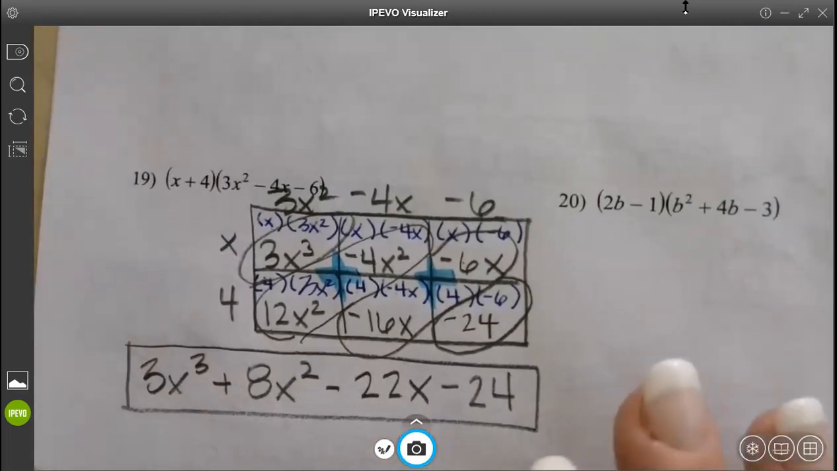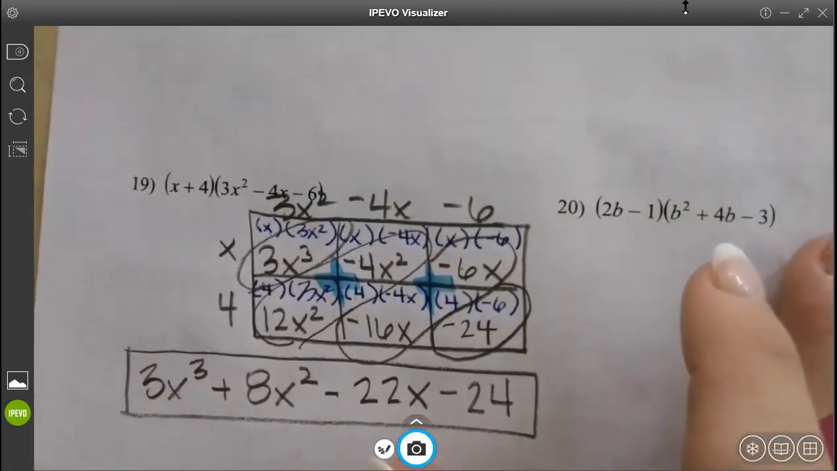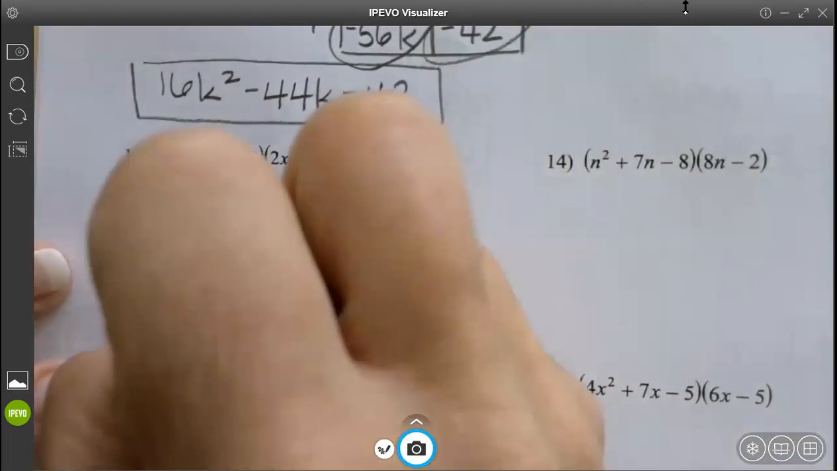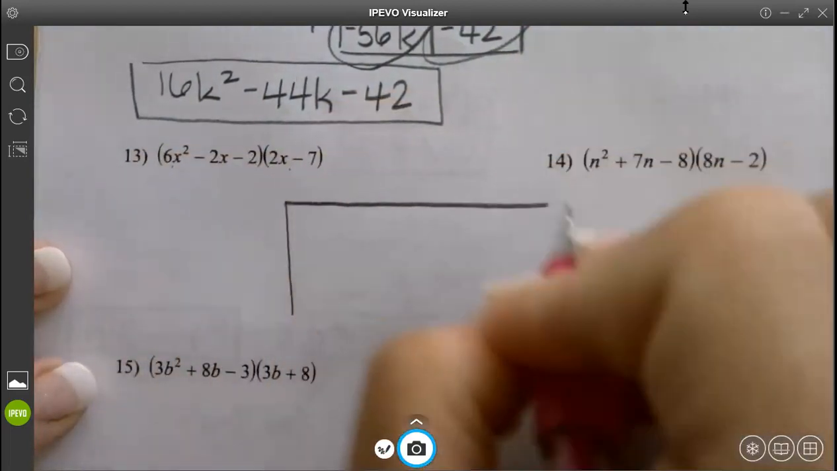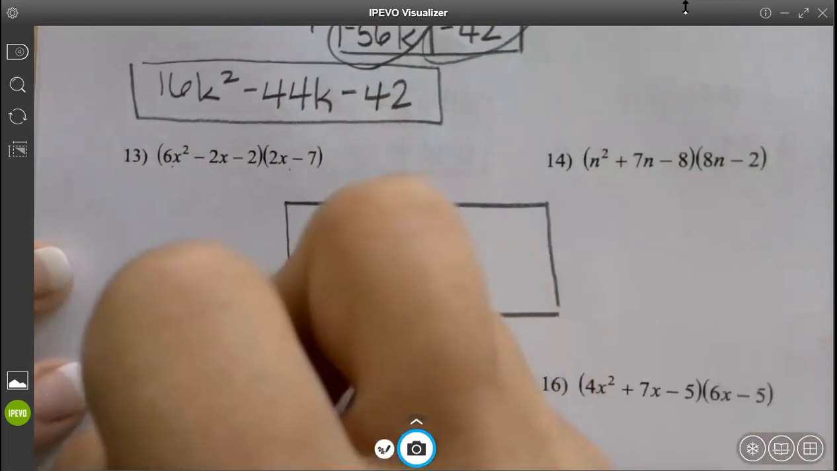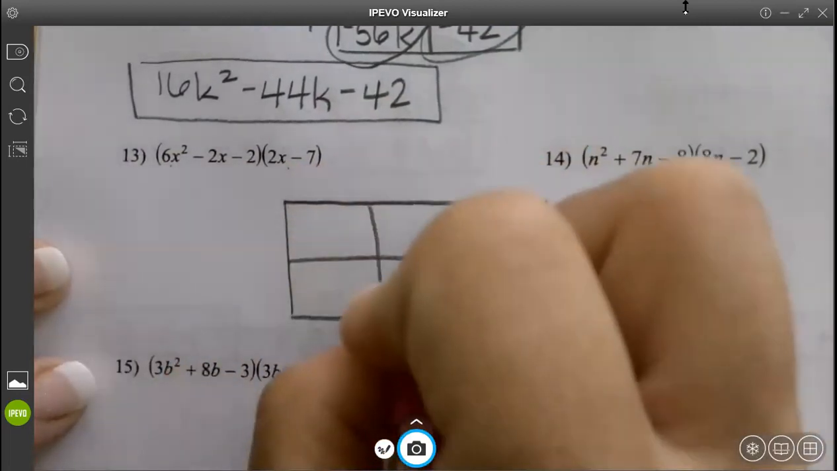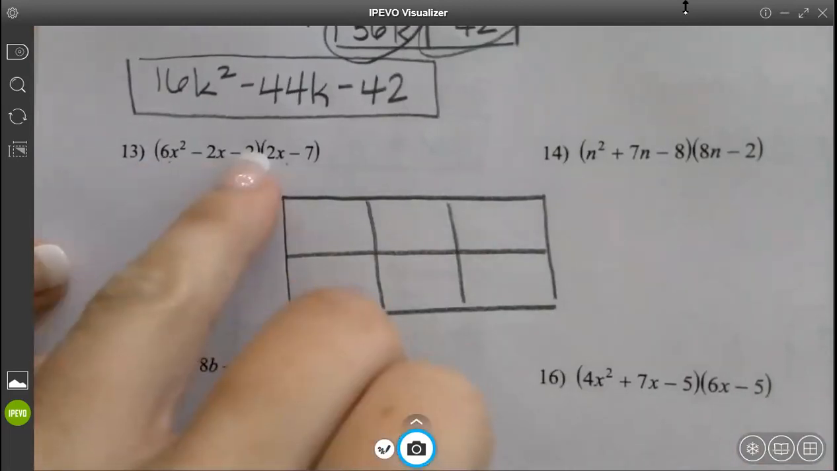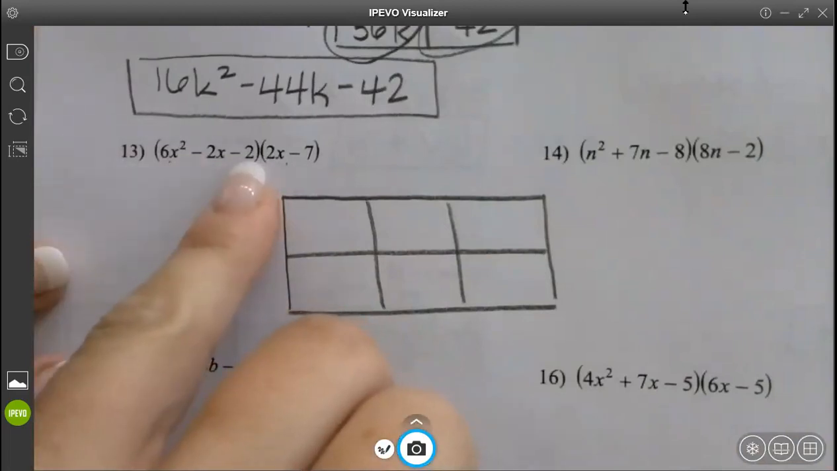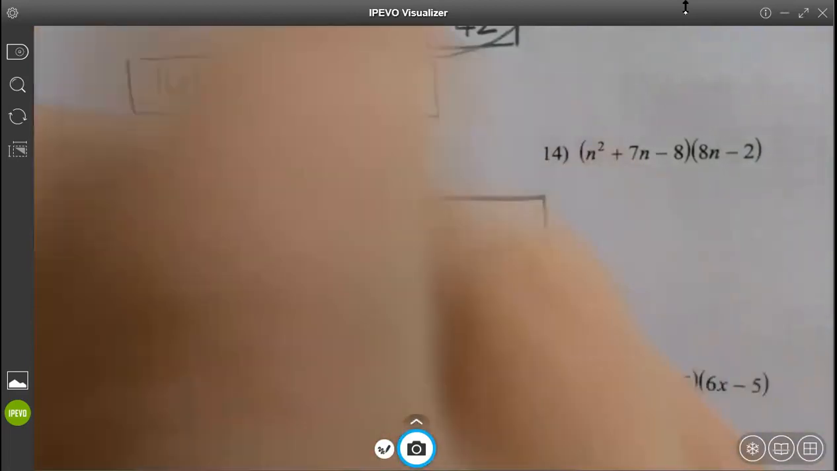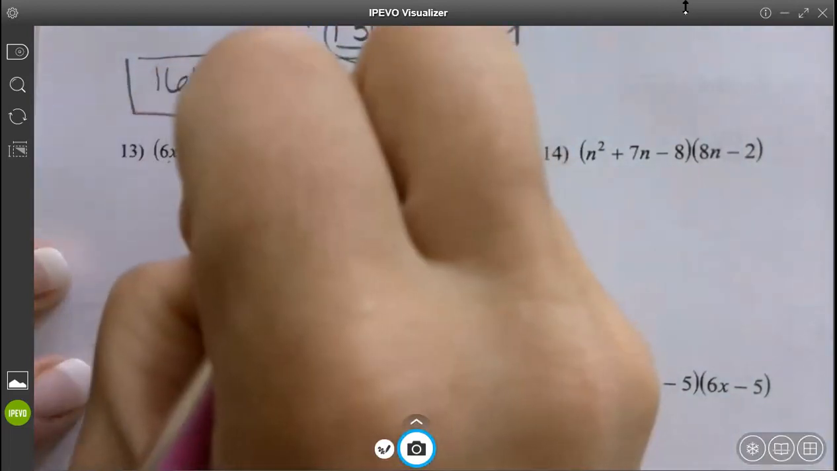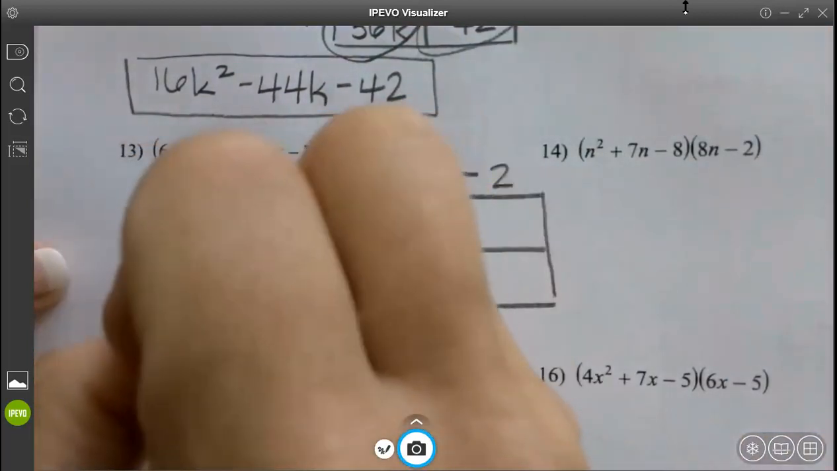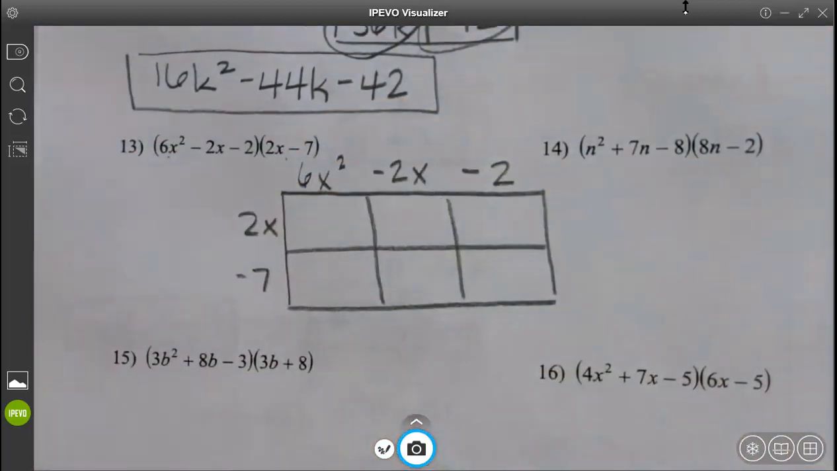All right. Let's go back up to 13 now. We have a 3 by 2. It does not matter how you make it. I always make mine longer. But make sure you put your parentheses with 3 terms with your box with 3 terms. So on the top, this one's going to go on the top: 6x squared, a negative 2x, and a negative 2. And then on the side, 2x and negative 7.